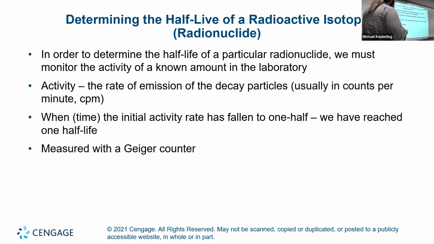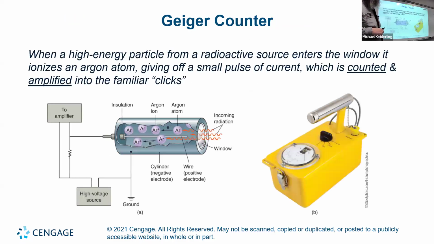So in order to determine the half-life of a particular radionuclide, you need to monitor the activity of a known amount in the laboratory. So you look at how much decays over a certain amount of time, and then you can work out when the activity has fallen to 1/2, you've reached 1 half-life. If that half-life is very long, you can work out what the half-life would be from a relatively short time by figuring out how much it decays in that time.